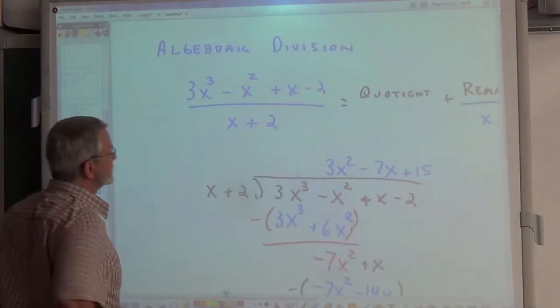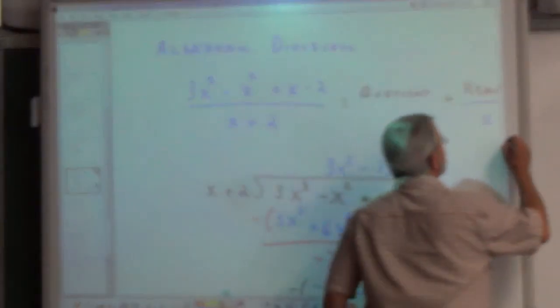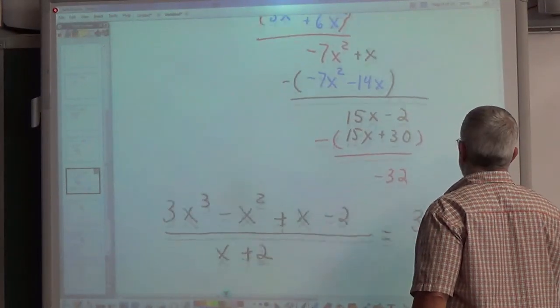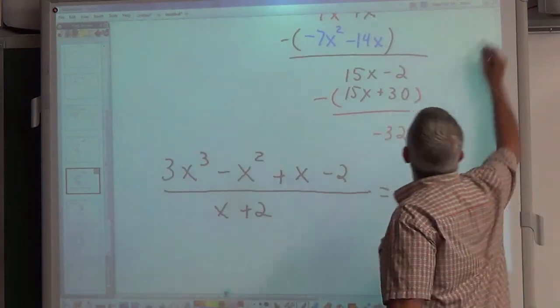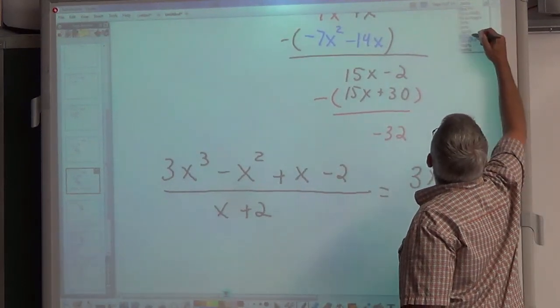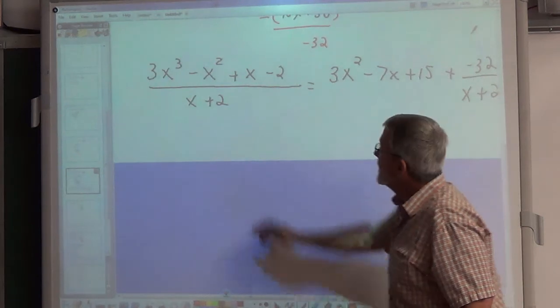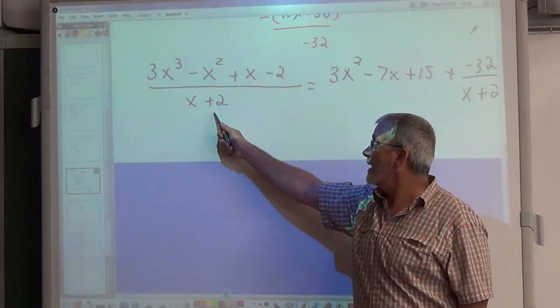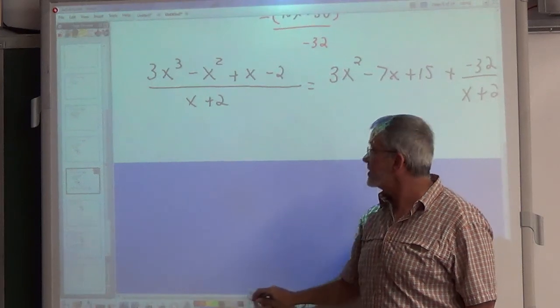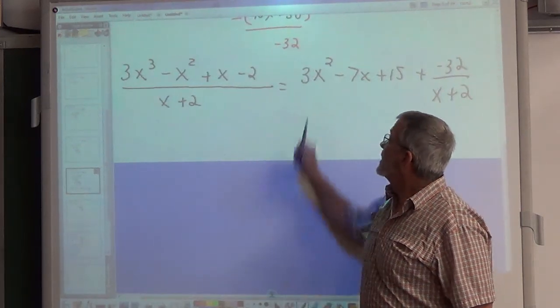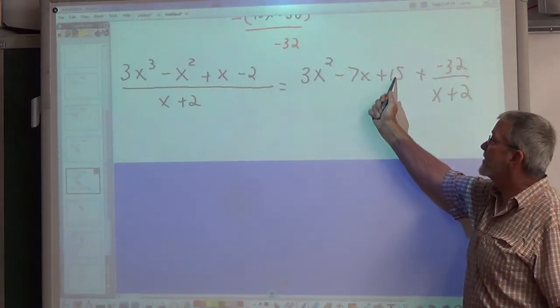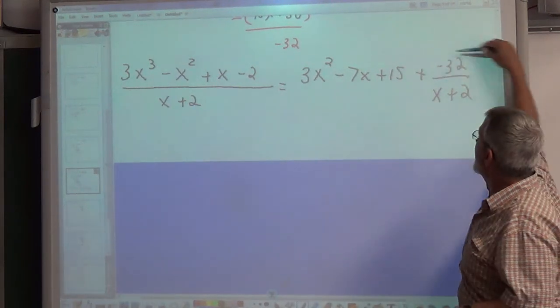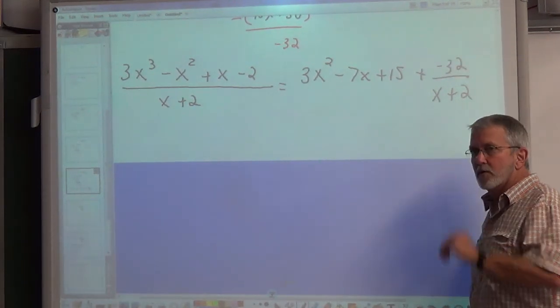Here we go. 3x cubed minus x squared plus x minus 2, divided by x plus 2, is equal to the quotient, which is 3x squared minus 7x plus 15, plus the remainder, negative 32, over x plus 2.